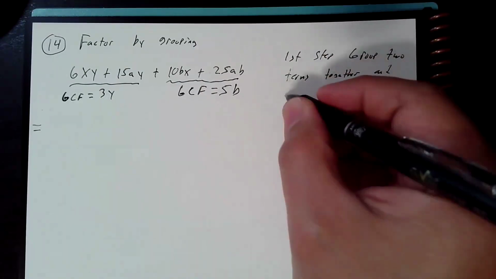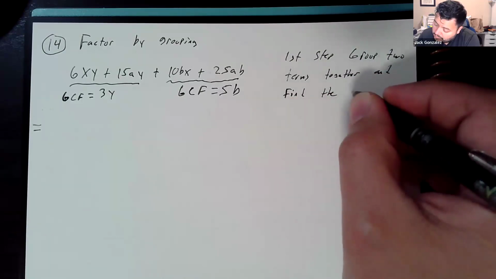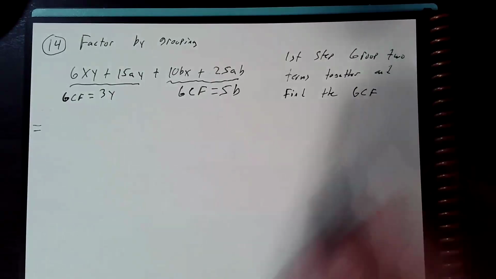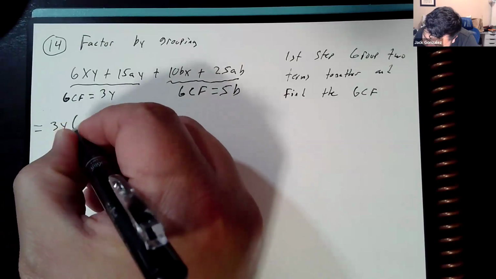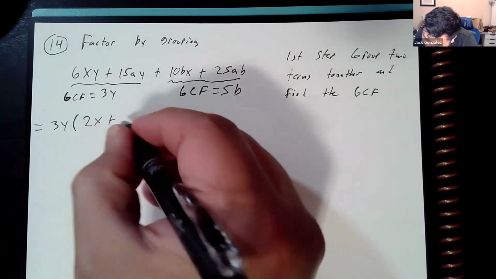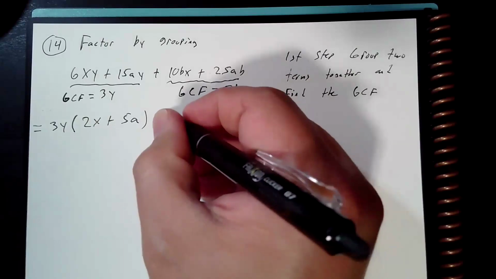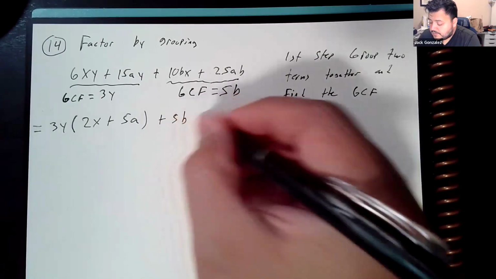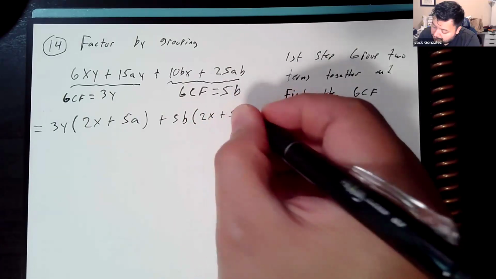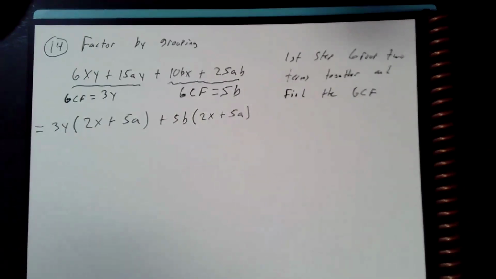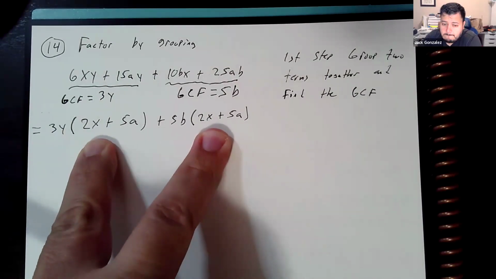And find the GCF. Second step is factor it out. So if I'm going to factor 3y from the first two, do you agree that I'll have 2x plus 5a? Factor 5b from the second two, do you agree that I'll have 2x plus 5a? Do you see that they have the same thing in common now?